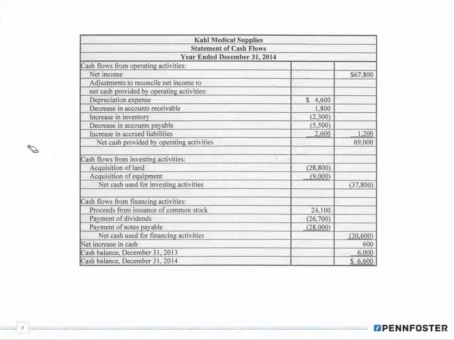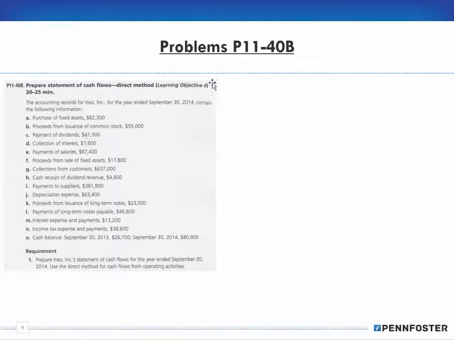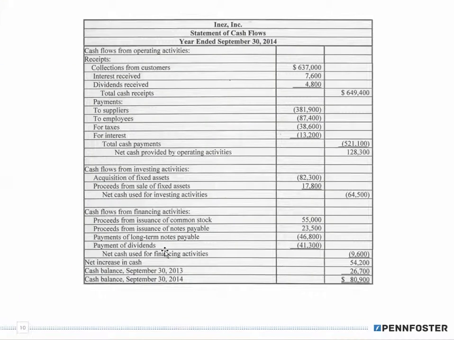All right, now let's see here. Okay, it says here, next problem, and I'm going to do this one. I'll be able to squeeze this one into this video. All right, so it says prepare the statement of cash flows using the direct method. The accounting records for the year ended September 30th, 2014, contain the following information, and notice these are all activities. So prepare the statement of cash flows for the year end. Use the direct method for the statement of cash flows from operating activities. So again, here's the solution.